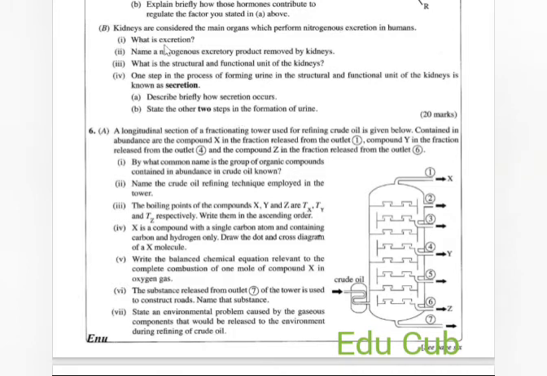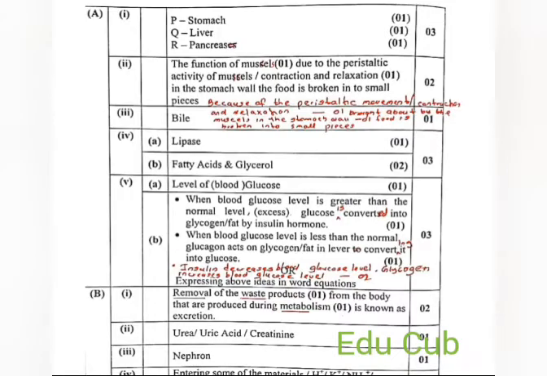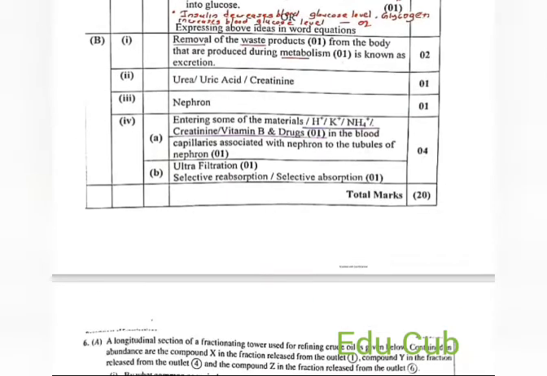Let's see the first answer. What is excretion? The answer is: removal of the waste products from the body that are produced during metabolism is known as excretion. Look at the words removal, waste products, metabolism, they are very important here. You will get 2 points here.